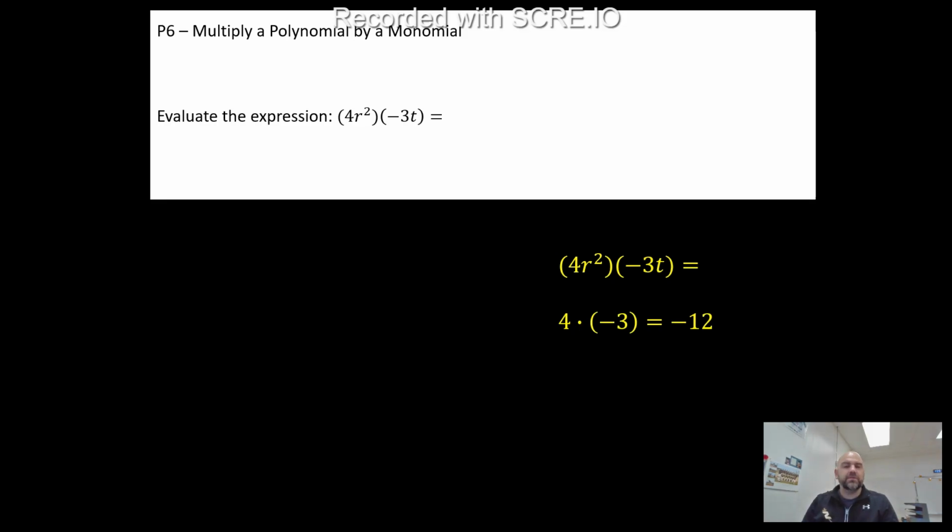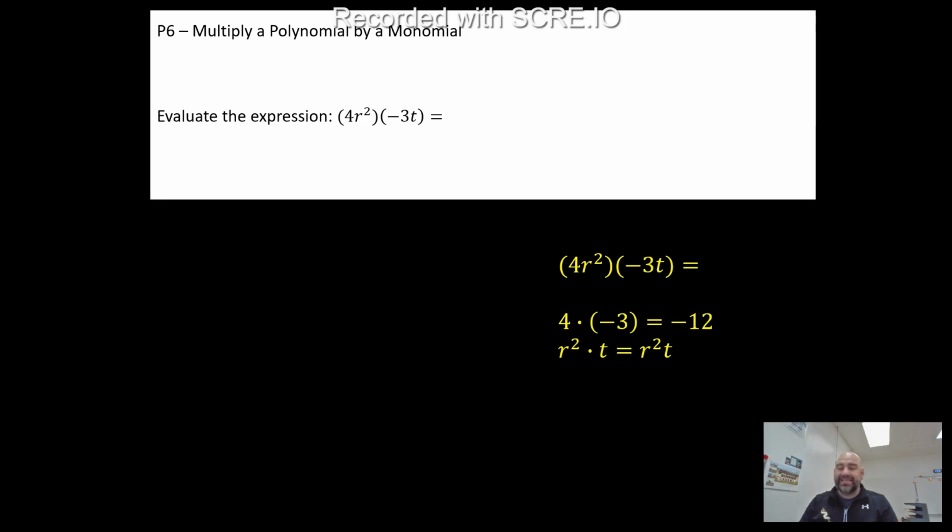The second part of any multiplication of terms is that we need to multiply our variables together. In this case, we have r squared and t. Now, r and t are different variables, meaning they will most likely represent different values. So we can't just combine them and say this is r cubed. We cannot do that. We have to keep them in their original pieces. And so we have r squared t.